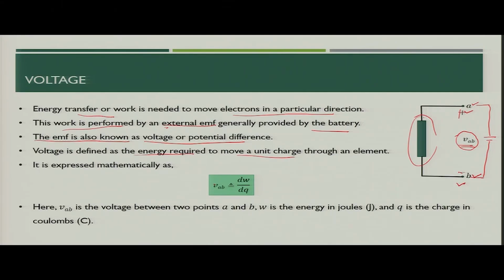How will you express this in mathematical terms? You will simply say VAB is nothing but dW by dQ, that is, work done divided by the unit charge, or the differential charge in this case, which is why we are representing it as dQ. VAB we give in volts, energy we give in joules, and Q is the charge, which we generally present in coulombs.